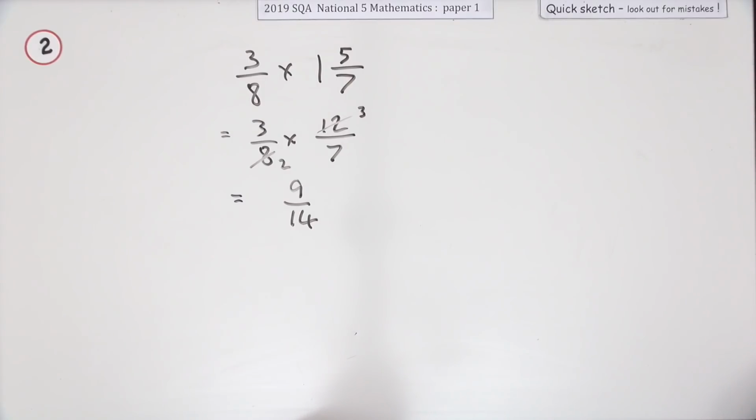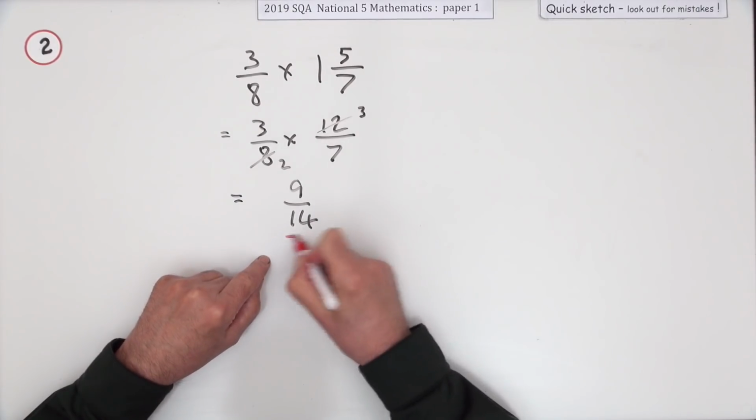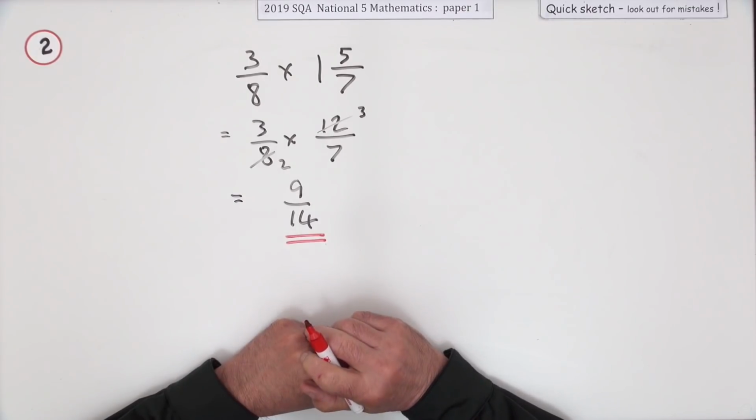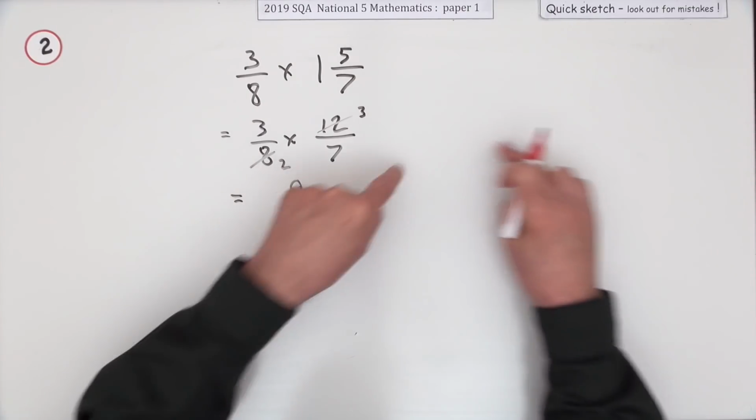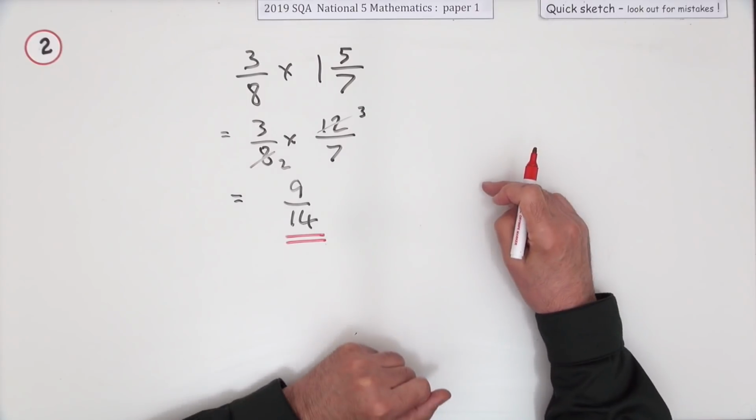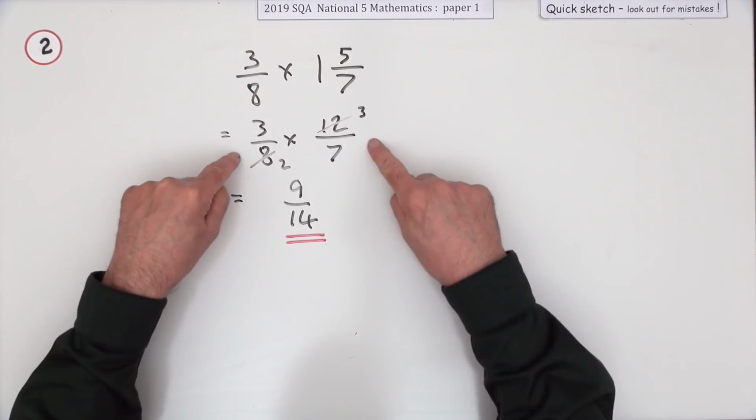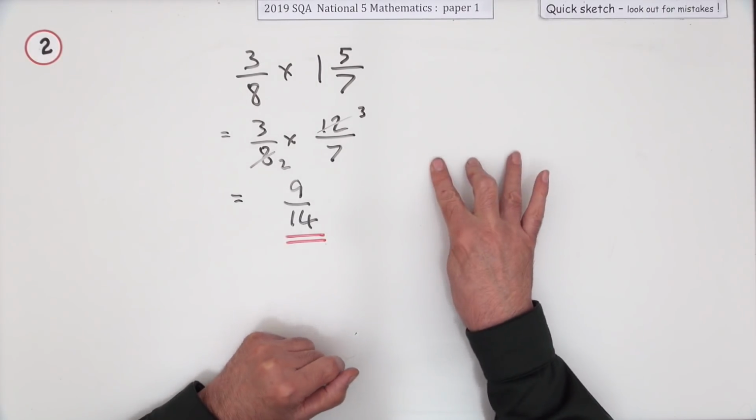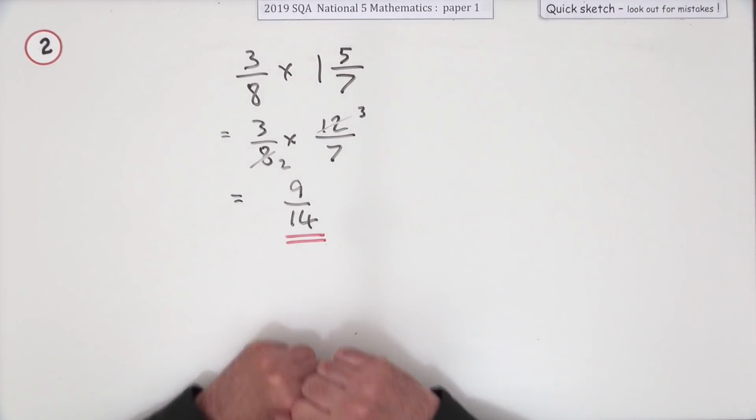Now, if you cancel first, you end up with an answer in its simplest form. If you don't cancel first, you have to remember to look for something that will divide it down. So don't leave your answer like 36 over 56, which can get cancelled.